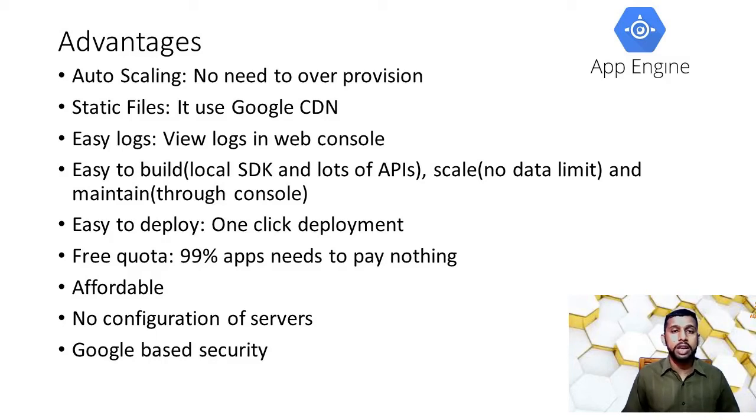Easy to build. There are a lot of SDKs and APIs available to build our own application. Easy to scale. There is no data limit to scale up our application. And easy to maintain. Google provides a simple console in order to maintain our application. Easy to deploy, we only need one or two clicks to deploy our application. That is the simplicity of Google App Engine.